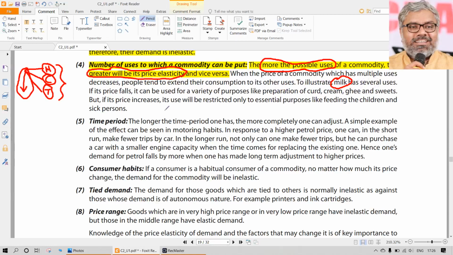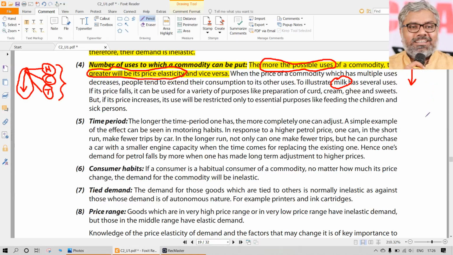So naturally that will have a higher price elasticity. In other words, if the price of milk is low, people will buy more. They will not drink all of that. Rather, some portion they will drink as milk, some they will use for curd, some they will convert into cream, ghee or paneer, or they will make rasagulla from it. Whatever they do, they use milk for different purposes when the price of milk is lower.